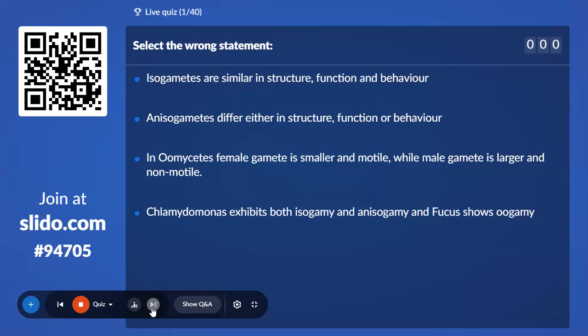Select the wrong statement. Option A, isogametes are similar in structure, function, and behavior. Option B, anisogametes differ either in structure, function, or behavior. Option C, in oomycetes, female gamete is smaller and motile, while male gamete is larger and non-motile. Option 4, Chlamydomonas exhibit both isogamy and anisogamy, and fucus shows oogamy. Select the wrong statement out of the 4.